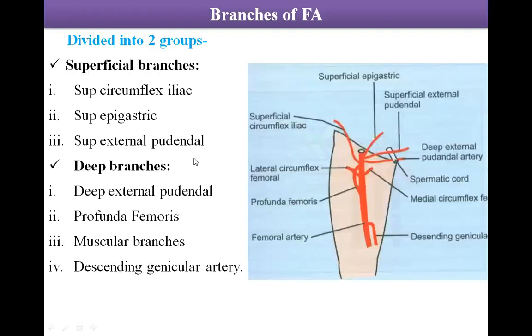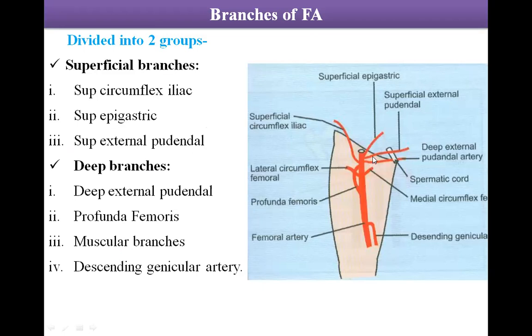Coming to the branches of the femoral artery, they are divided into two groups, superficial branches and the deep branches. So there are three superficial branches: superficial circumflex iliac artery, superficial epigastric artery, superficial external pudendal artery. So here are the three superficial arteries.